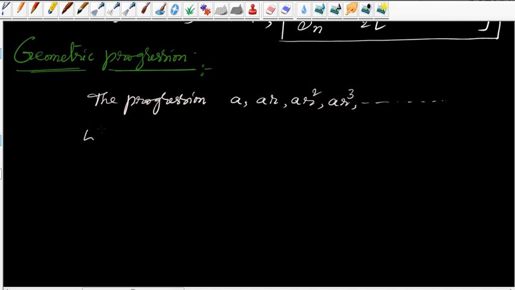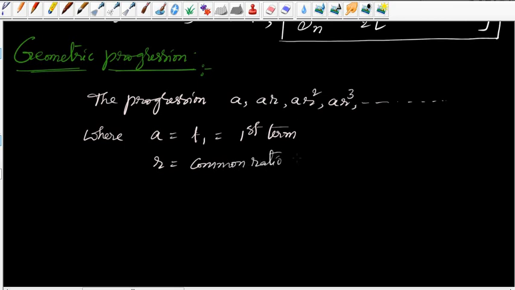So here A is the first term, term 1. That is the first term. The new letter here is R. What is that? R stands for ratio. So this is called the common ratio. The formula is T2 by T1, T3 by T2, and so on, or Tn by Tn minus 1.